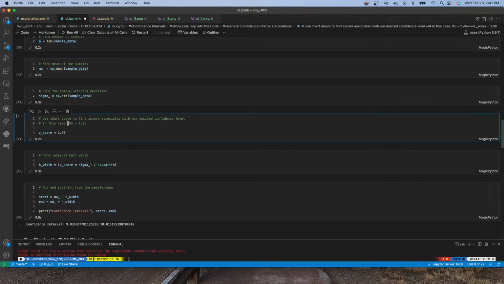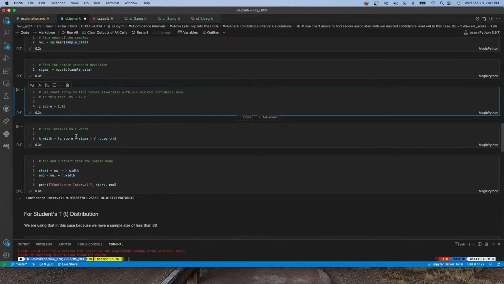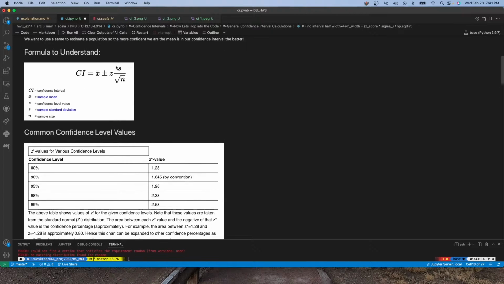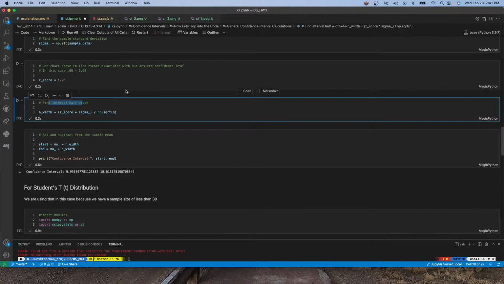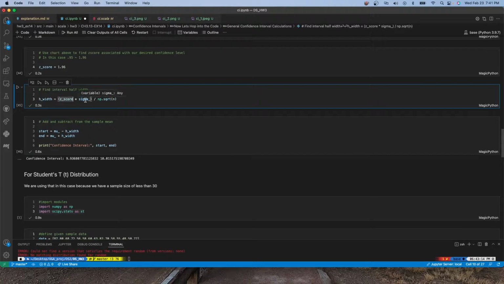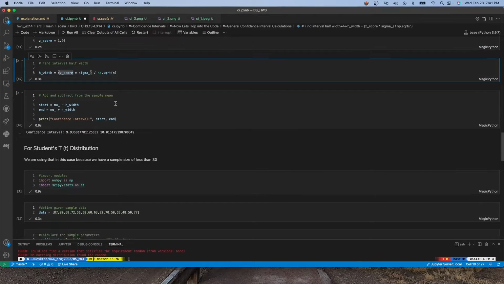The z-score we talked about, so in the table above, we know that 95%, the z-score or the confidence level or whatever you want to call it, corresponds to 1.96. And then we can use that to calculate the interval half width, which is this part of the equation. And that's, again, the z-score times the sample standard deviation over the square root of the sample size. And then finally, we add and subtract that from the sample mean to get the start of our interval and the end of our interval.